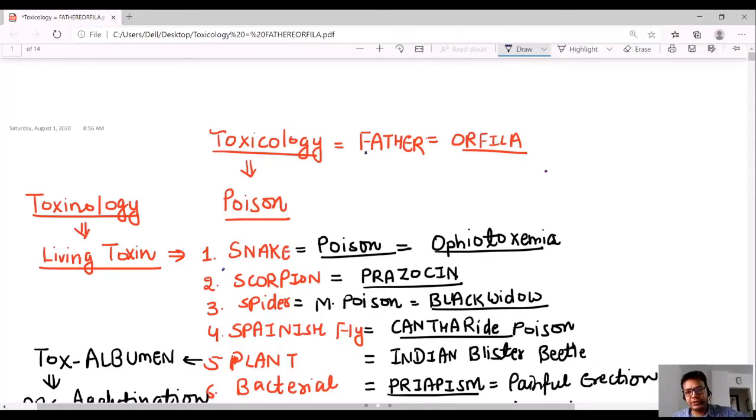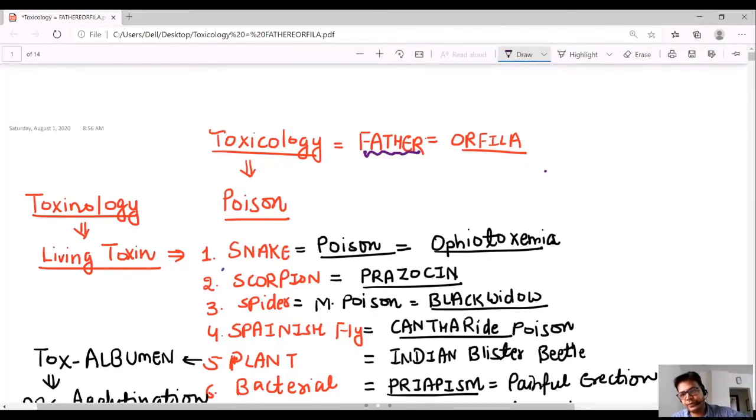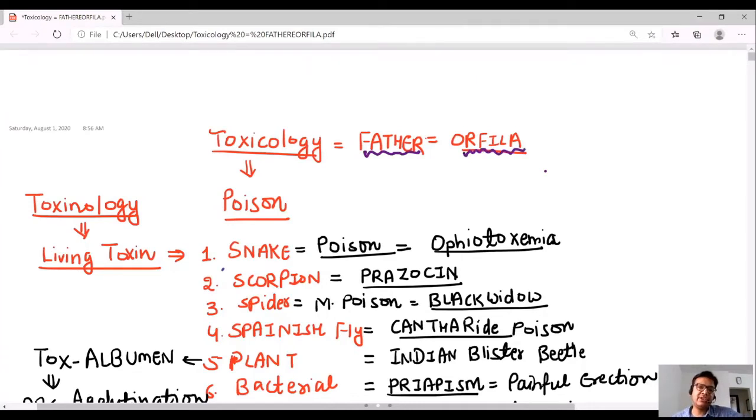Father of toxicology is Orfila. Toxicology is study of poison. But there is one more branch which is known as toxinology. What is toxinology? Study of living toxin. Living toxin की study को बोलते हैं toxinology.